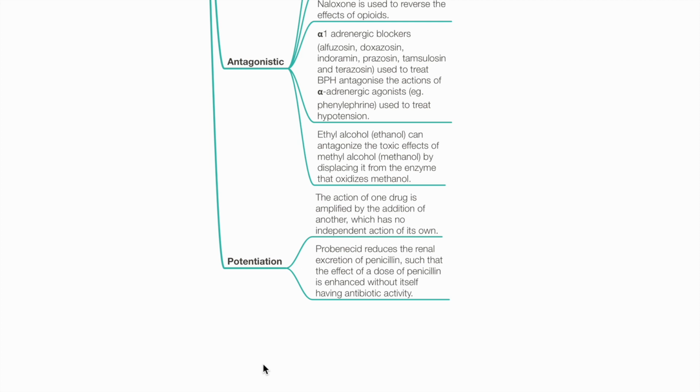Potentiation occurs when the action of one drug is amplified by the addition of another, which has no independent action of its own, such as probenecid reducing the renal excretion of penicillin, thus increasing penicillin plasma levels and its activity.